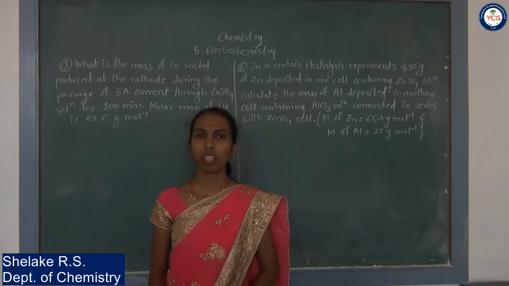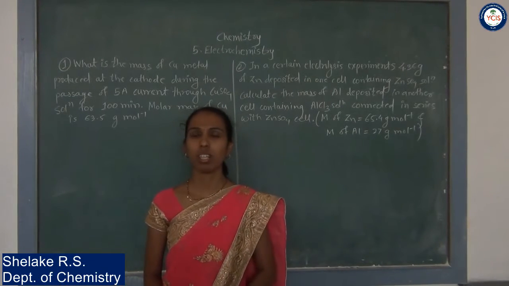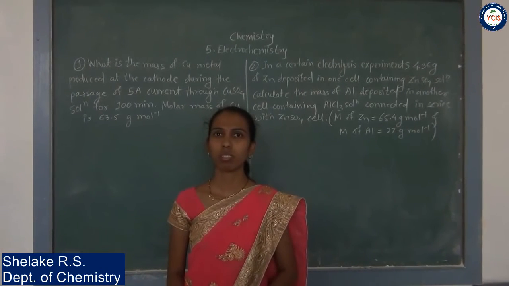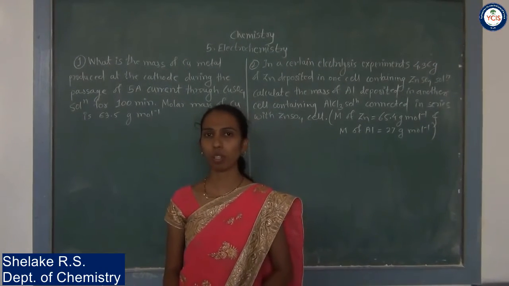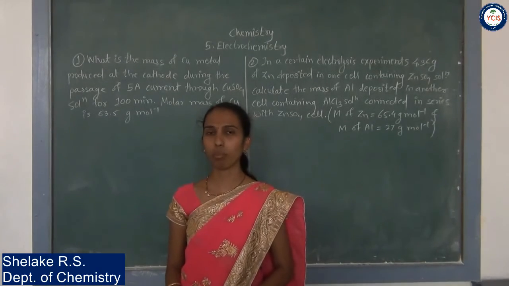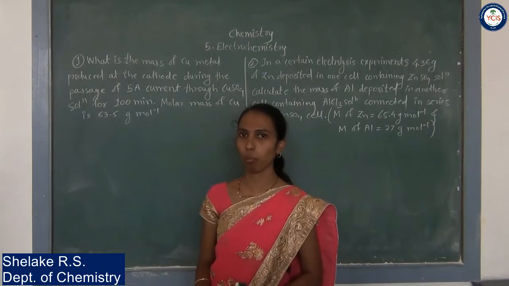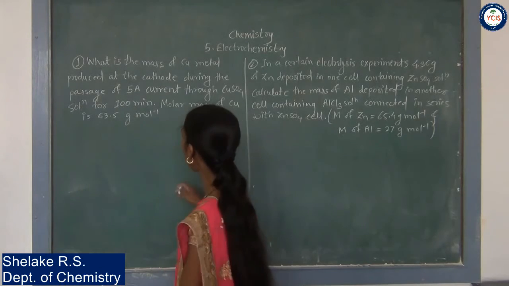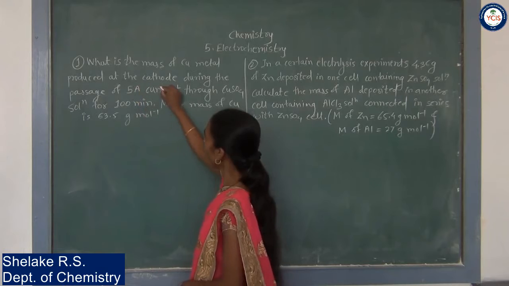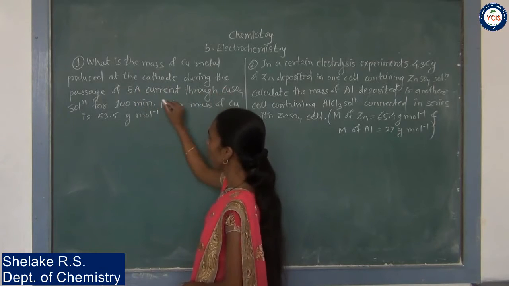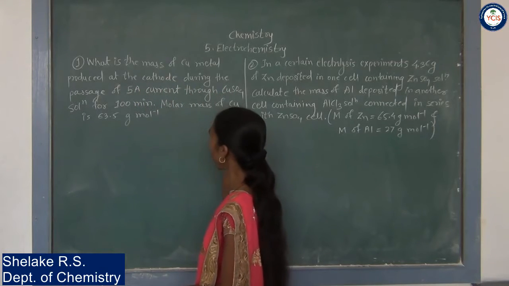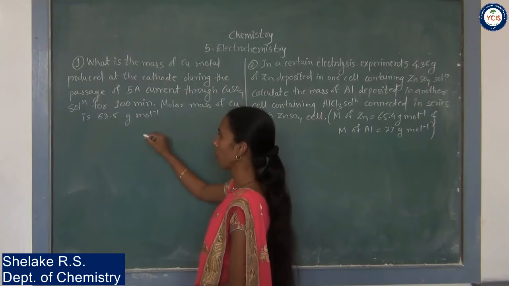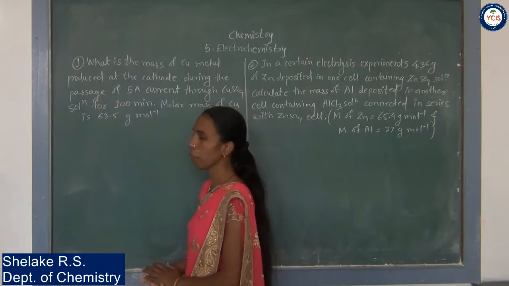Hello students, in the previous lecture we have studied the quantitative aspects of electrolysis. Depending on that, today we'll take problems based on it. See the first problem. What is the mass of copper metal produced at the cathode during the passage of 5 ampere current through the copper sulfate solution for 100 minutes? Molar mass of copper is 63.5 gram per mole.